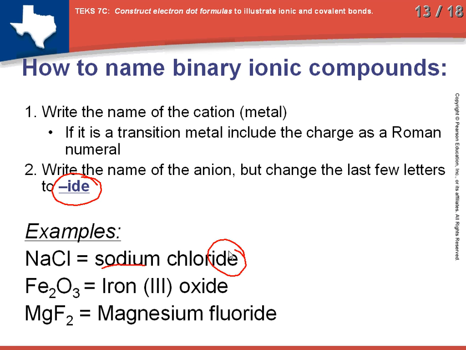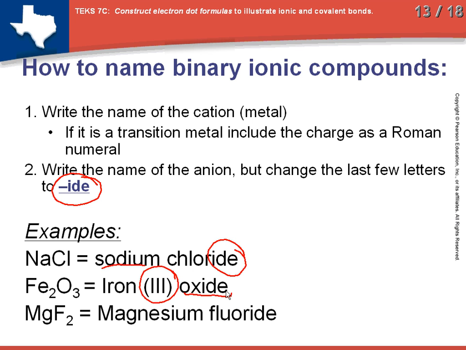Fe2O3. Fe is iron, so we write iron. We have to include a Roman numeral 3 because iron is a transition metal. We don't know its charge without the Roman numeral. But we don't write oxygen for the O, we just write oxide. And then another example, MgF2, magnesium fluoride.